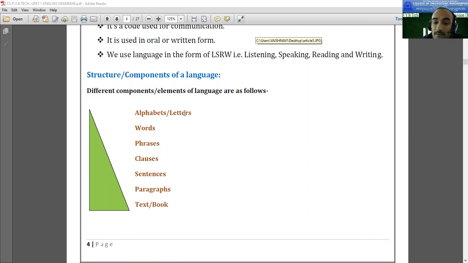Then when we arrange the alphabets in a meaningful manner, we can form different types of words. So words are the second unit, and when words are meaningfully arranged or meaningfully written, they form phrases.